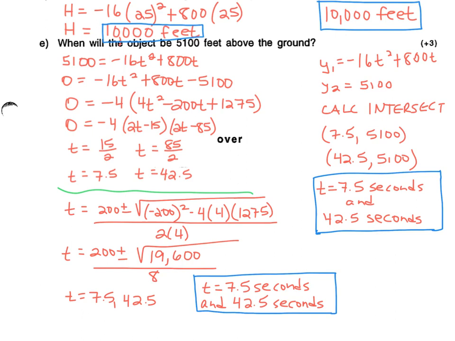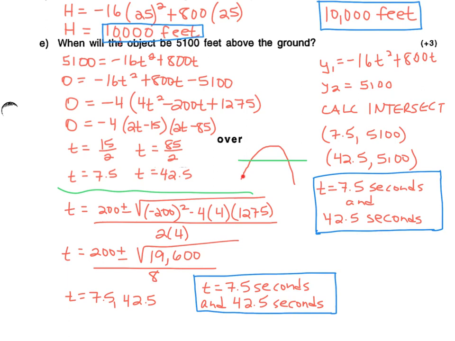And if we think about it, we've got this quadratic function that represents an object being projected into the air. And we know that it's a parabola pointing down. So this object is traveling up into the air, it's reaching its maximum height, and then it's coming back down. And this height of 5,100 feet, if we were to graph it, obviously is a horizontal line.